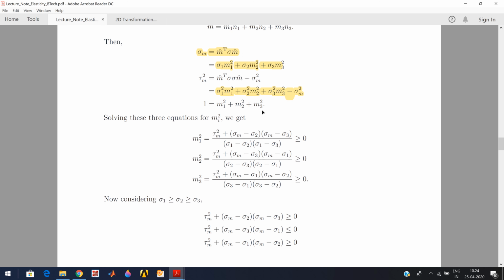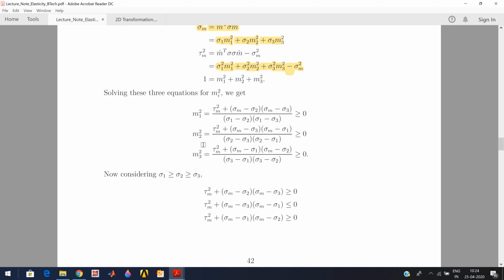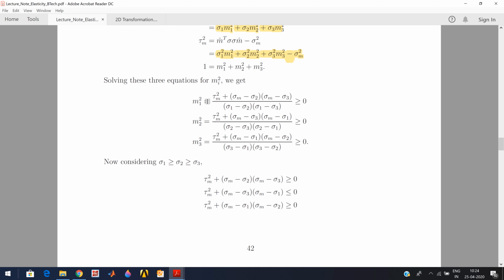If we solve these three equations, we will get the solution as this: m1 square equals tau m square plus sigma m minus sigma 2 times sigma m minus sigma 3, that is in the numerator, and in the denominator sigma 1 minus sigma 2 and sigma 1 minus sigma 3. So this actually has a very nice form. It's not that difficult to remember.